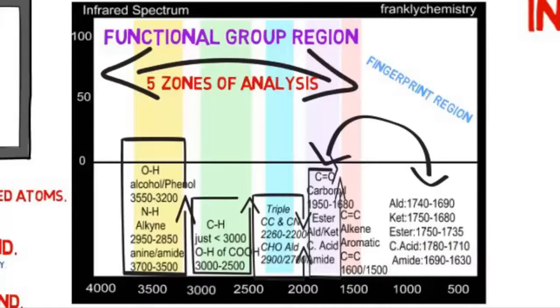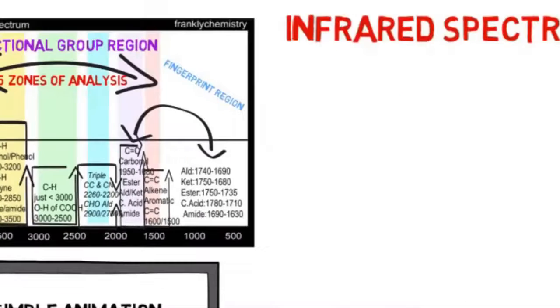That leaves us then with the fifth zone of analysis within the functional group region, and in this region we get peaks showing up the C double bond C stretch for alkenes, as well as the CC bonds found in aromatic rings where we have a delocalized electron system. And that's the functional group region. We then have the fingerprint region, which I'll make reference to a little later.